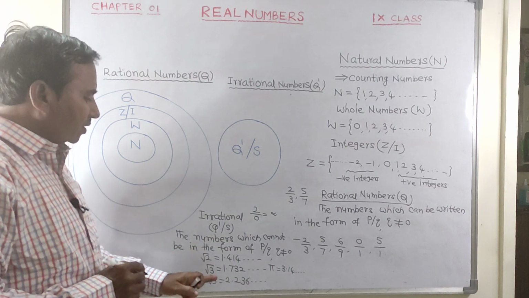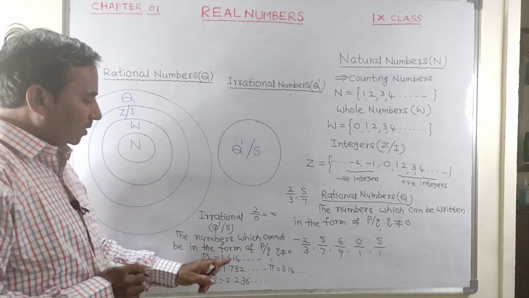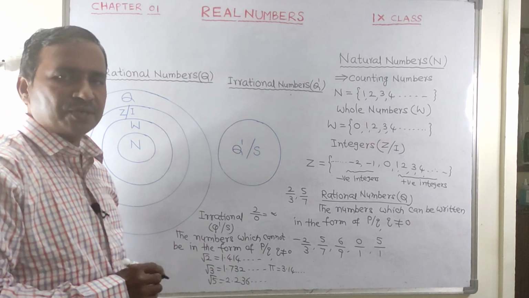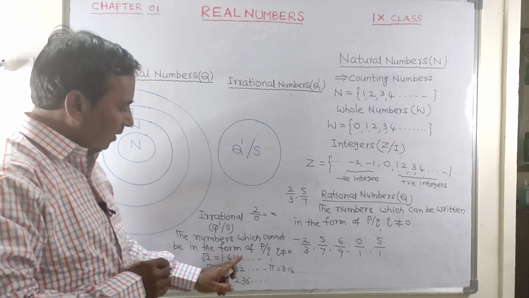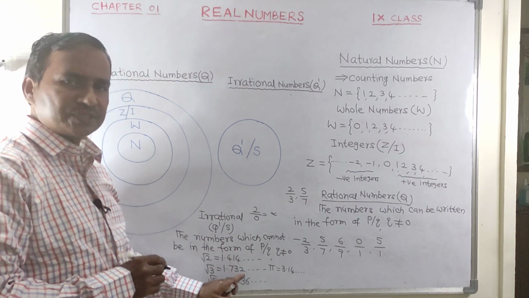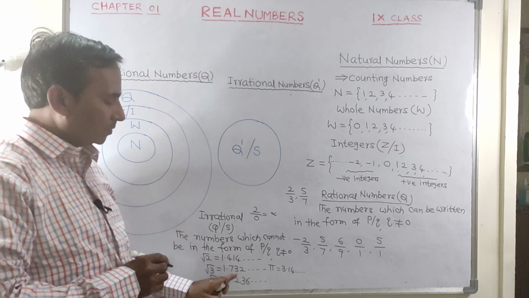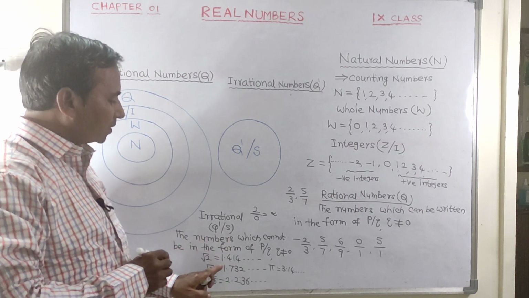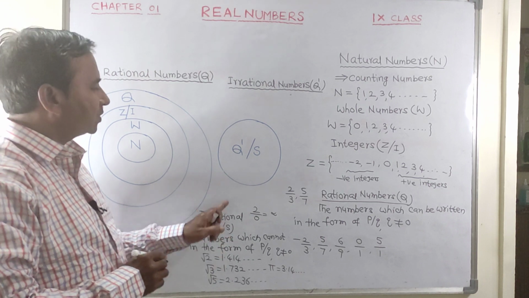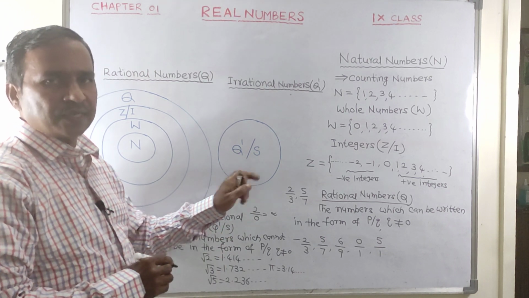So all these numbers which are continuing like this cannot be written in the form of p by q. Why? The division is still continuing, so such numbers cannot be written in the form of p by q. So those numbers which cannot be written in the form of p by q are called irrational numbers, represented by q dash or s.